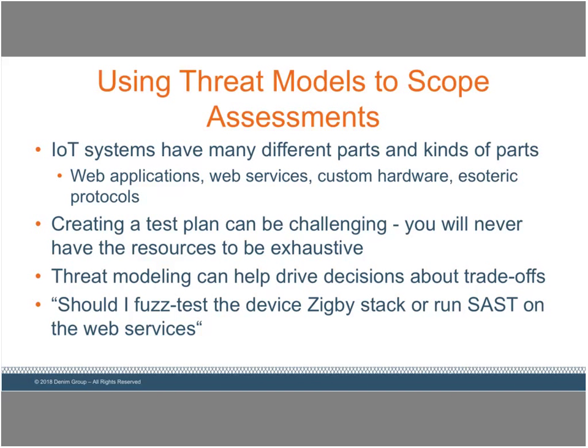So if you're looking at an IoT system and saying, well, I have X amount of resources that I can devote to testing, do I want to fuzz test the Zigbee stack on that device, or do I want to run SAST on the web services? Where am I going to get the most value for the testing resources that I have available? Obviously, in a perfect world, you would say we're going to be exhaustive. We're going to do all these things. From a practical standpoint, you've got to look at the capabilities that you can bring to bear and the level of resources that you have at your disposal, and that is going to focus those testing activities.